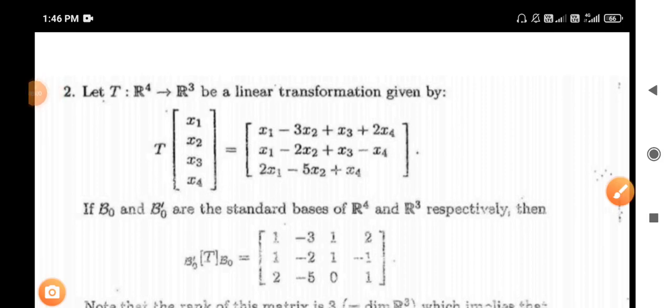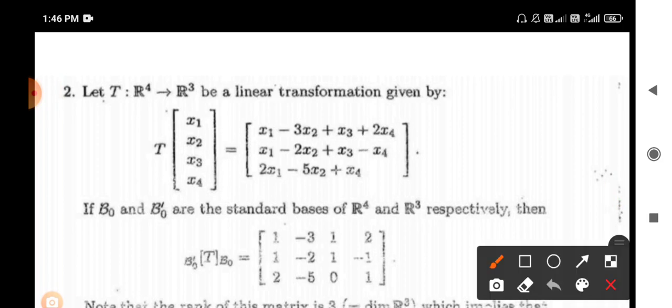Hello all of you. In this lecture we solve some problems based on linear transformation with respect to the corresponding bases, how we can change the bases and how we represent the matrix of transformation corresponding to different bases.